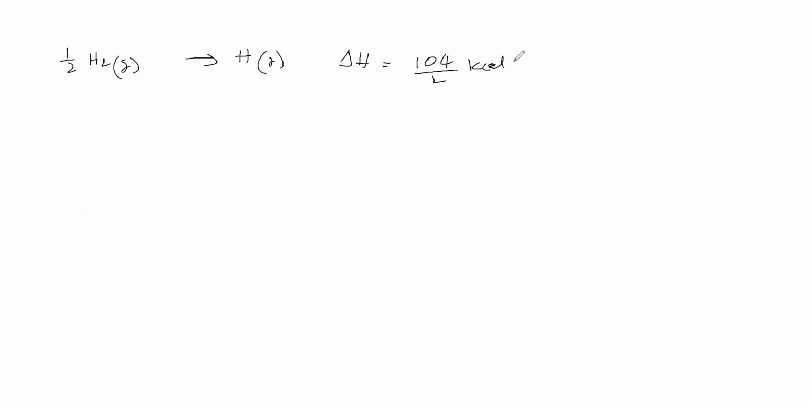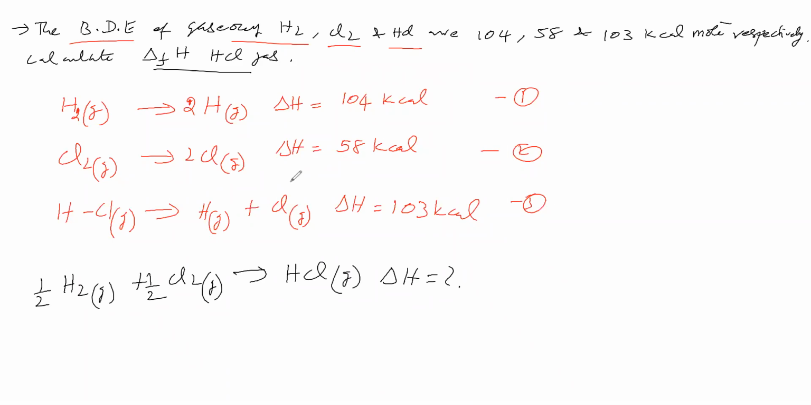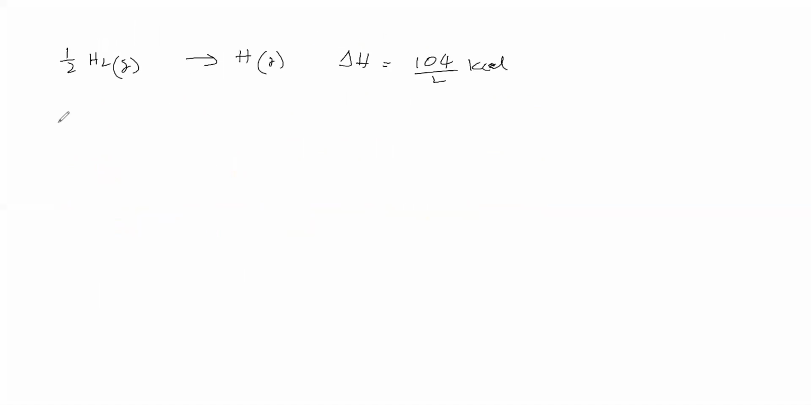Then we take the second equation also as it is and multiply it by 1/2. So 1/2 Cl2 gas gives a chlorine atom in the gaseous state. For this, delta H is 58 kilocalories, which also we multiply by half, so 58 kilocalories by 2.